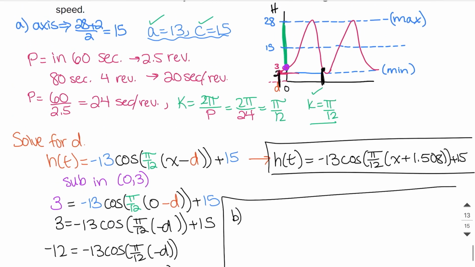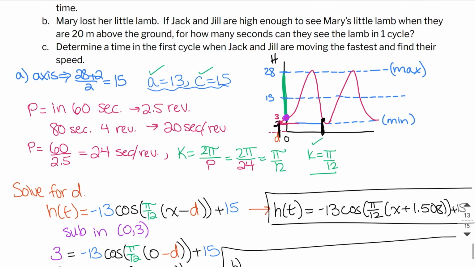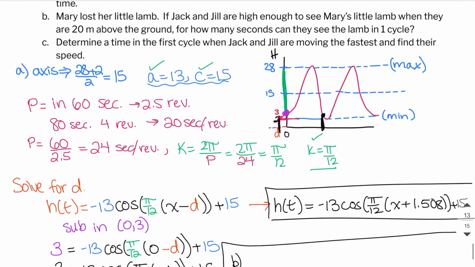Okay, so question B says, Mary lost her little lamb. If Jack and Jill are high enough to see Mary's little lamb when they are 20 meters above the ground, for how many seconds can they see the lamb in one cycle? So pretty much what's happening here is they're at a height of 20. I just want to know how long it's going to be from here to here. How many seconds is this going to be?